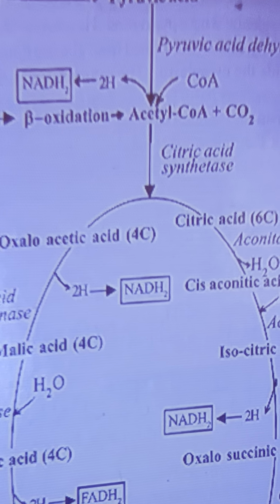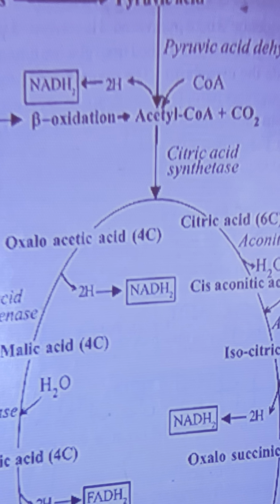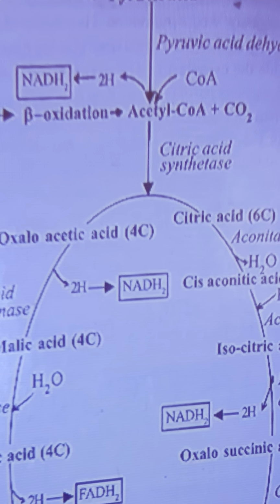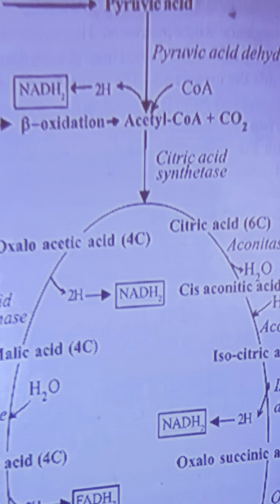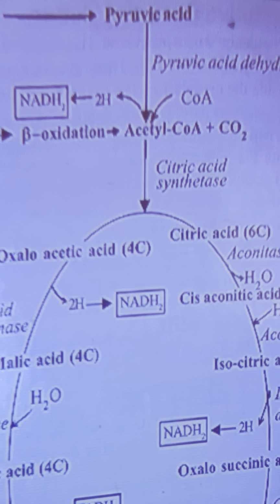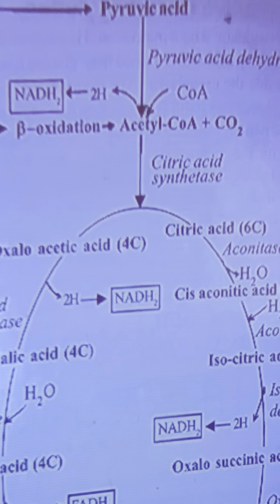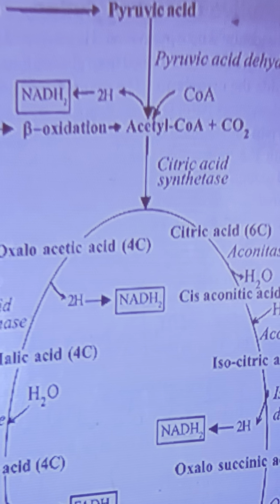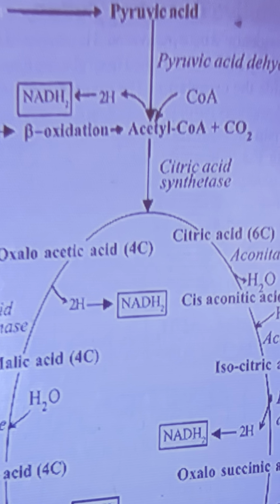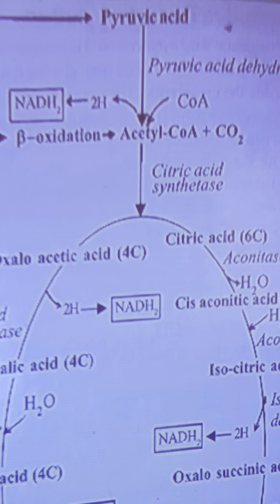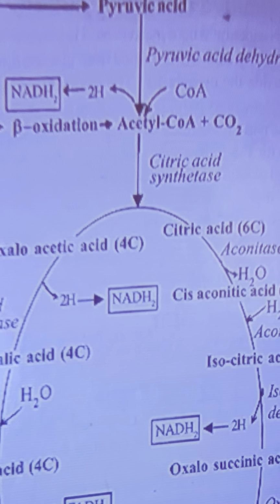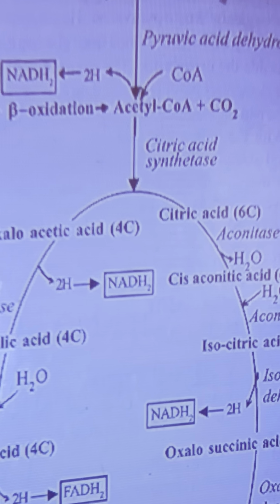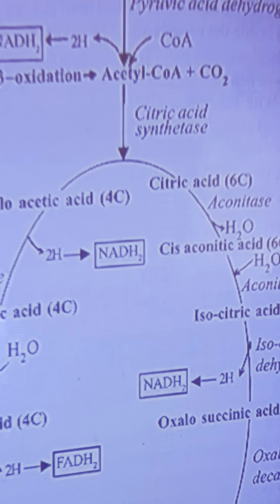So here this mechanism is known as beta oxidation. Through beta oxidation, pyruvic acid is converted into acetyl CoA plus CO2. Here NADH2 is released and CoA is involved. So our cycle, Krebs cycle, starts with acetyl CoA.